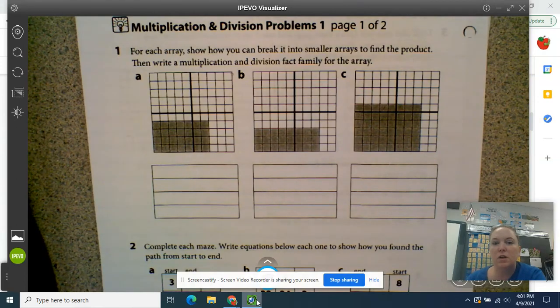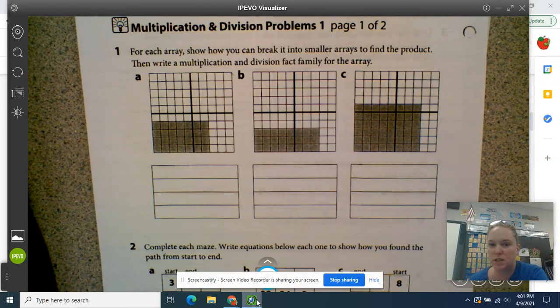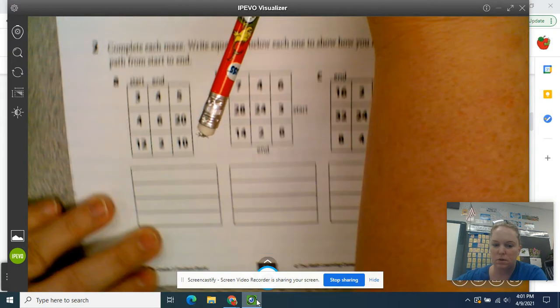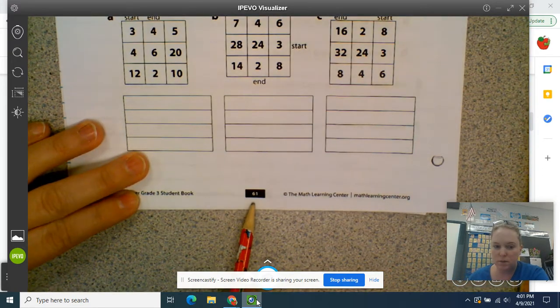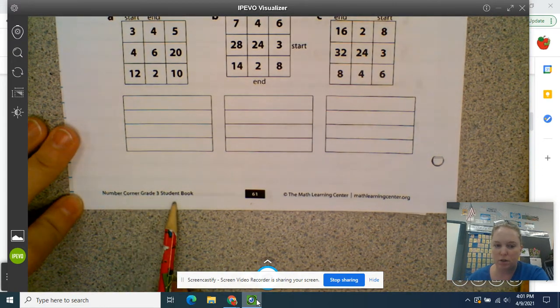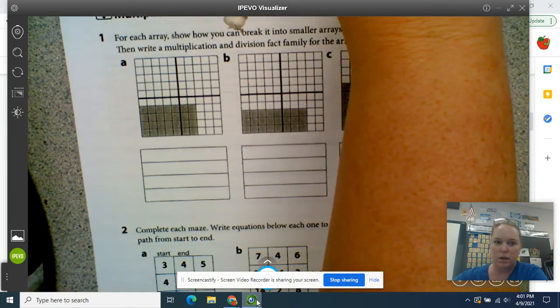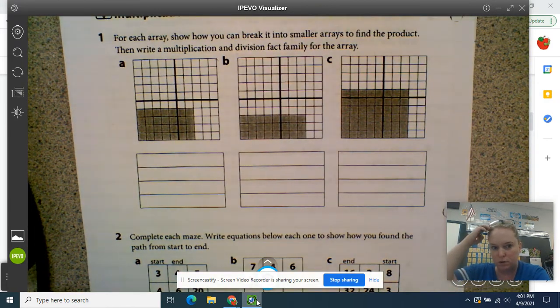Hey everybody, we're going to be working on page 61 in your Number Corner workbook. Okay, that is your Number Corner workbook, page 61. See, here's 61. Number Corner. All right, so once you're there, you're going to follow along with me for the first couple.